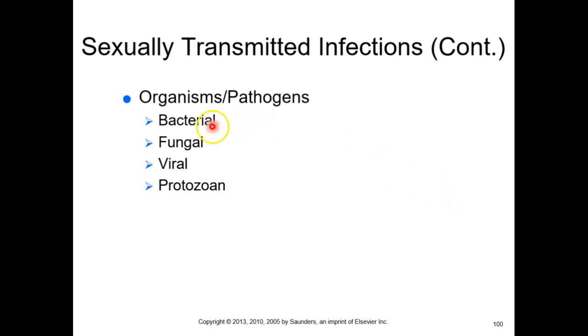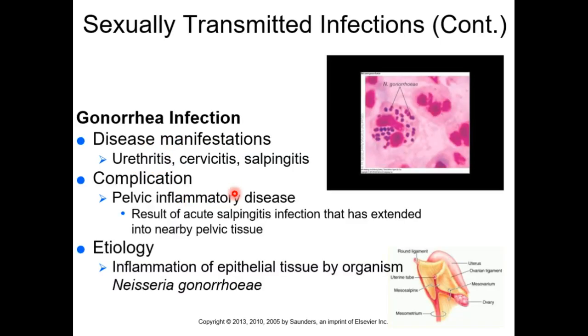Pathogens transmitted can be bacterial, fungal, viral, or protozoan. By no means are we covering every STI. I mean, not that we're covering everything for anything, really. I'm leaving so much out, and yet I'm covering so much. Gonorrhea we've already sort of seen under urethritis. It can also cause cervicitis and salpingitis, again a complication of PID.